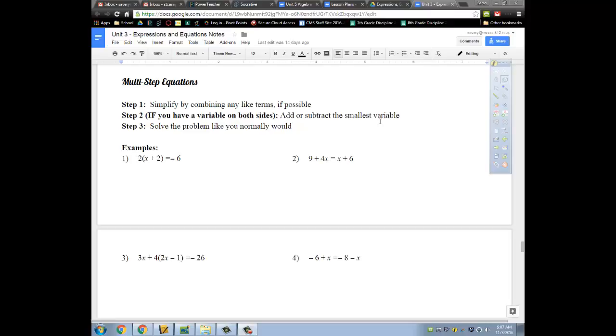Okay, today we're going to be going over multi-step equations. So we're still using all the stuff we learned about how to solve equations, just this time we're going to have some extra stuff at the beginning. So I've laid out 3 steps for us to follow.